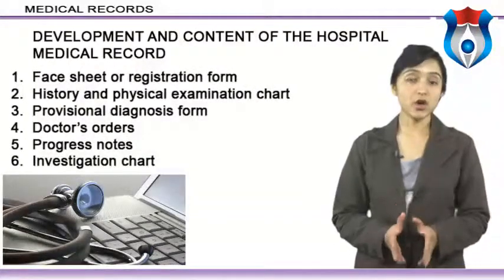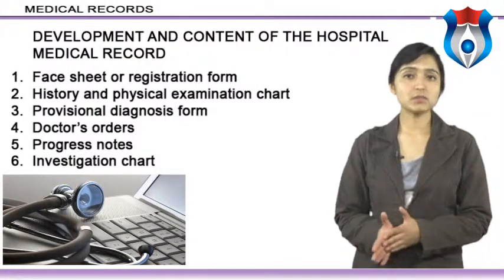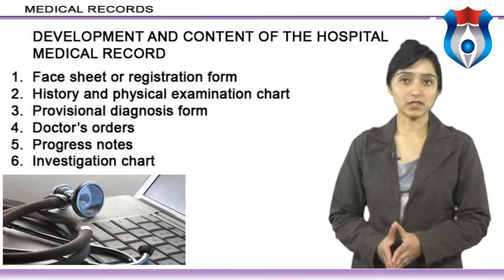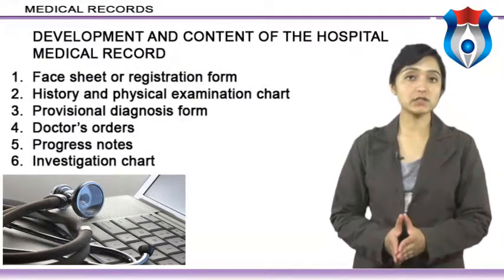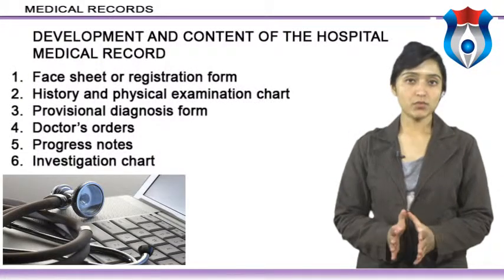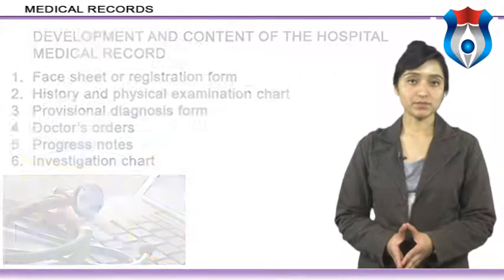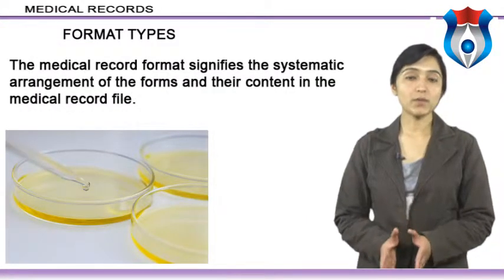It contains authorization, consent for release of information, summary of the administrative and socio-demographic data, and summary of the clinical data, history and physical examination chart, provisional diagnosis form, doctor's orders, progress notes, investigation chart. Now we will talk about format types.